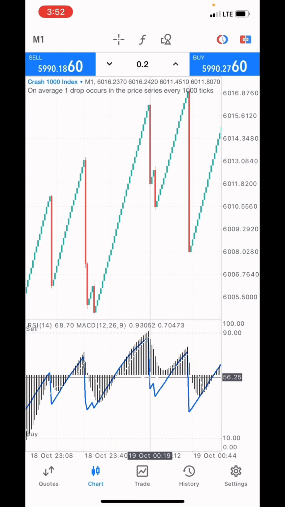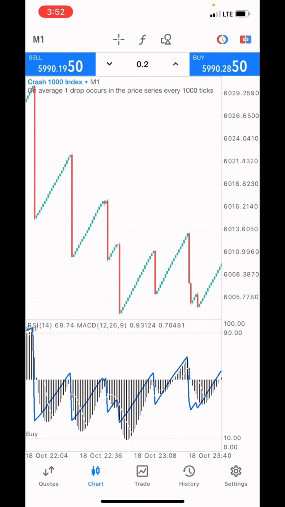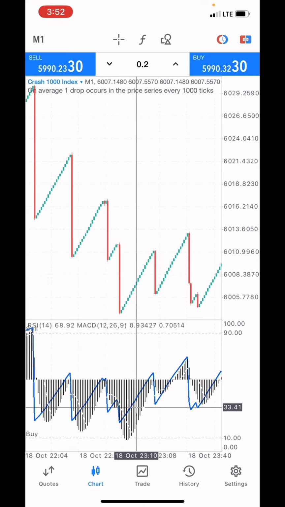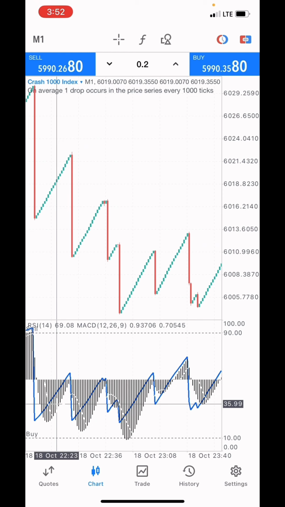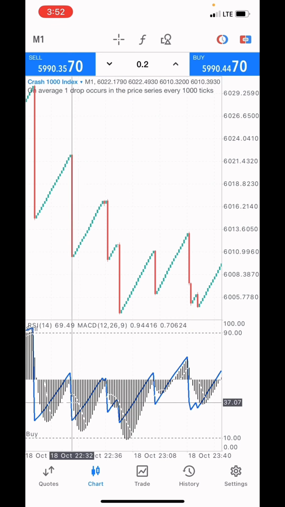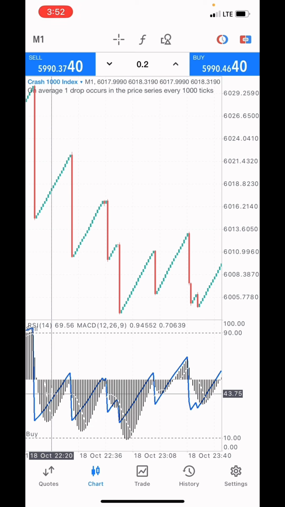If you check right here, you can clearly see that during each downtrend of the MACD there's a lot of spikes. So for example, if you're trading on Crash 1000 index and you have been using the MACD indicator, you will know that during a downtrend spikes always occur, and there's no way you can predict the spike during the downtrend of the MACD indicator. You can only predict it in an uptrend when it touches that level of 90.